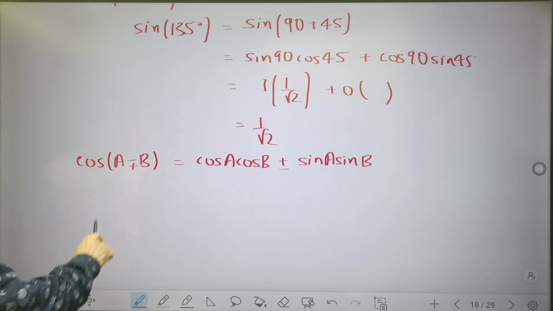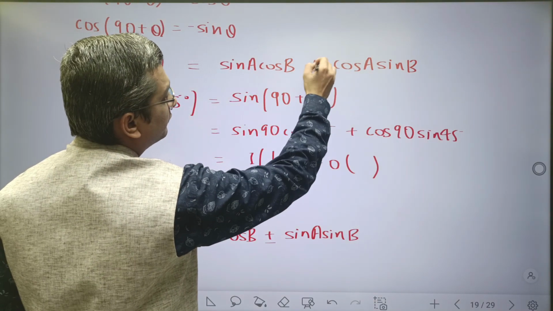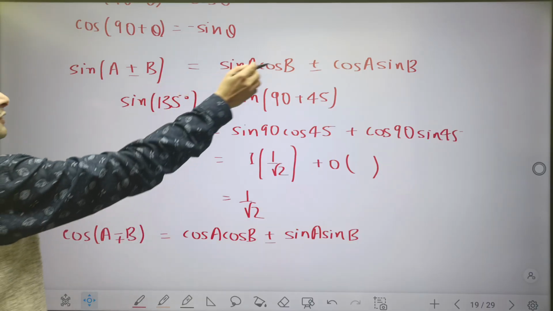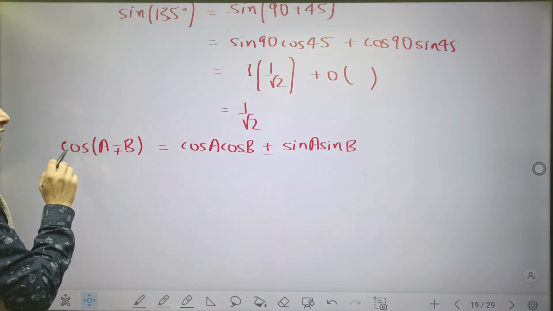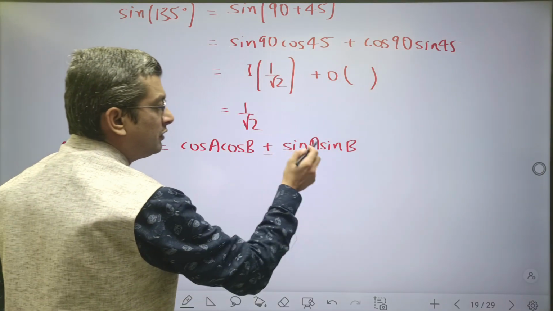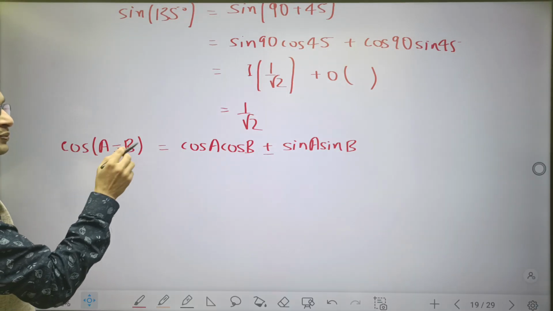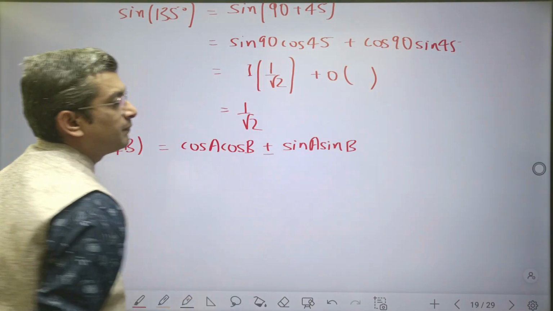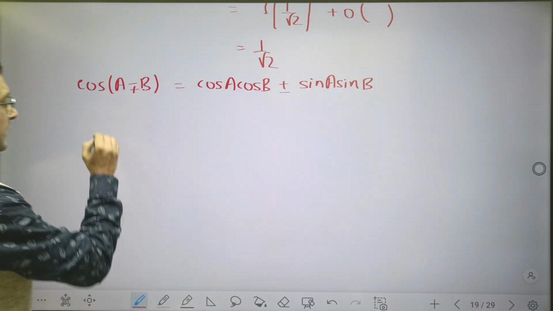Observe the difference from the sine formula. If here it is plus, then in between the terms there is also plus, and for minus here it is minus. But in cos it is reverse. If you are writing the formula for cos of A minus B, then in between the terms there is plus sign. And if you write cos of A plus B, then in between the terms you have minus sign. Are you getting? Now tan A plus B.